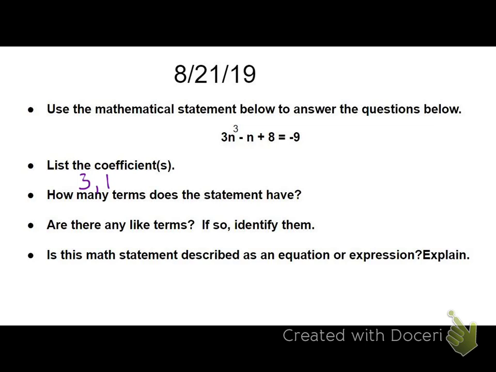So how many terms does this statement have? Dylan? 4. That is correct. Who can tell me what the coefficients are? Josh? 3 and 1 negative. Good, perfect.